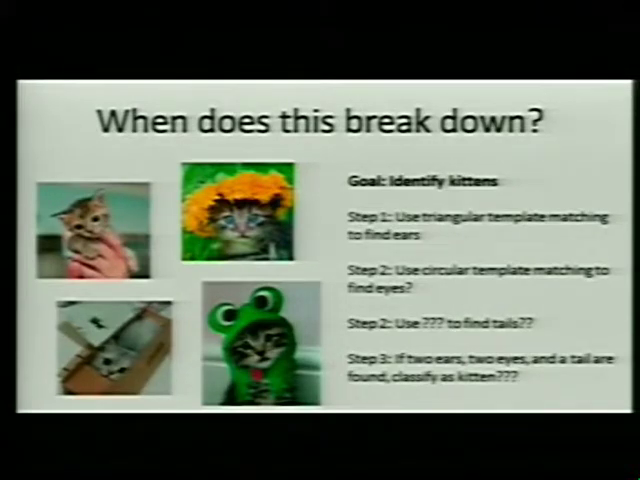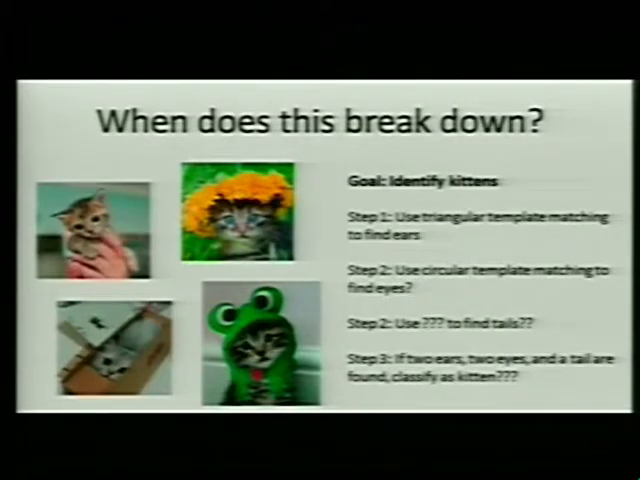But if you try to go through the same computer vision pipeline and train your computer that way to find kittens, maybe the first thing you would do is use a triangle template matcher to find ears. And then you would use some circles to try to find eyes. And then maybe you would try to find tails using some kind of thing. I don't even know how you would do that.